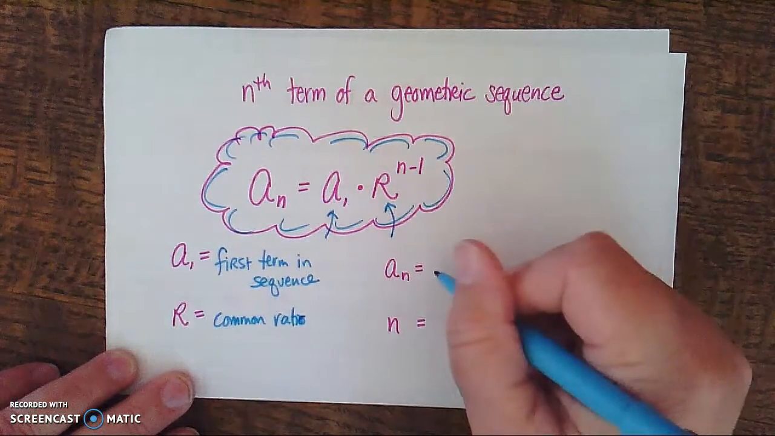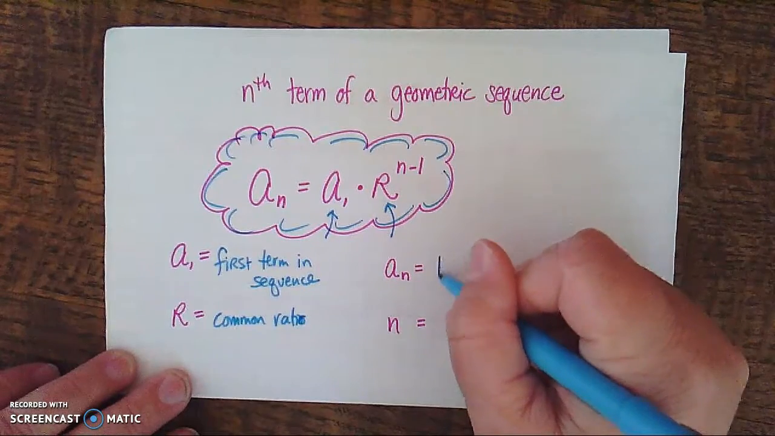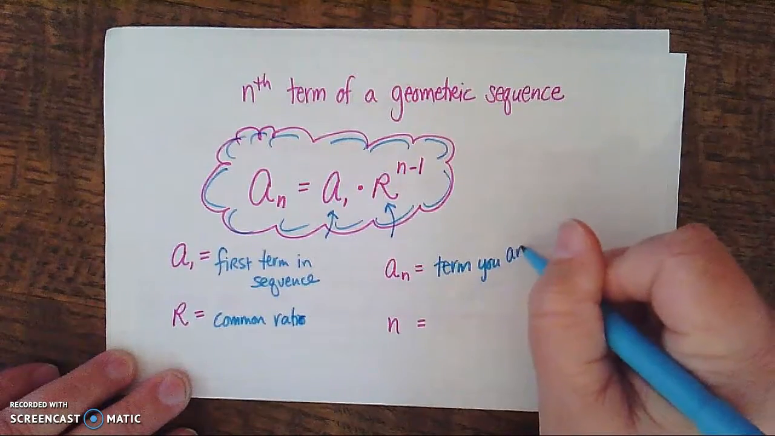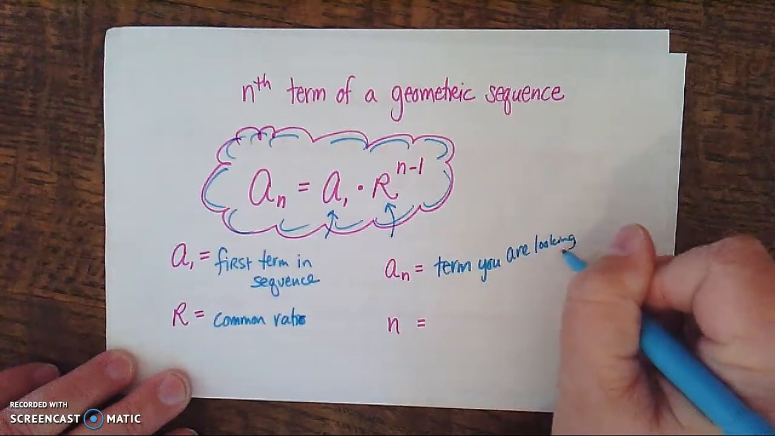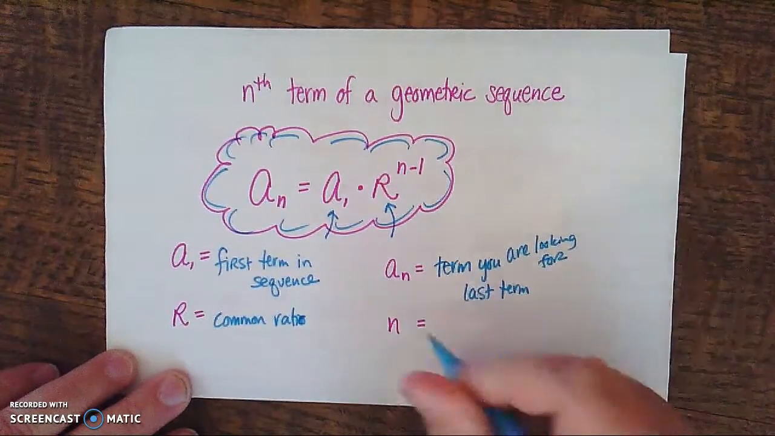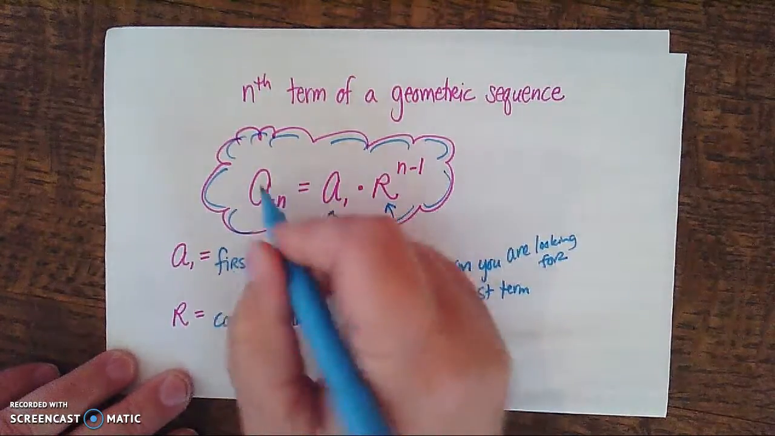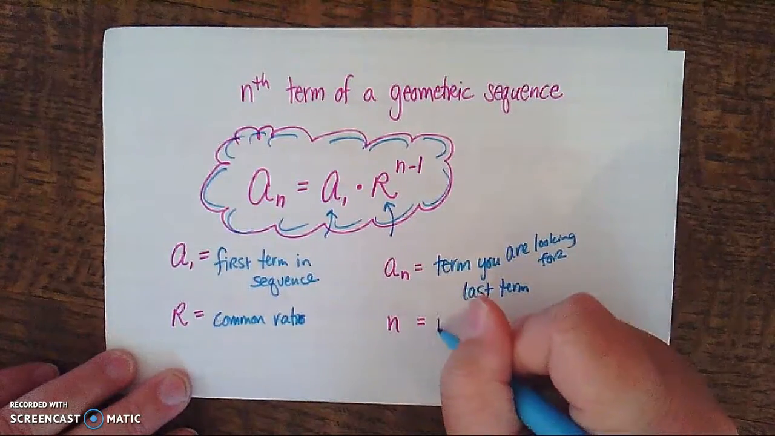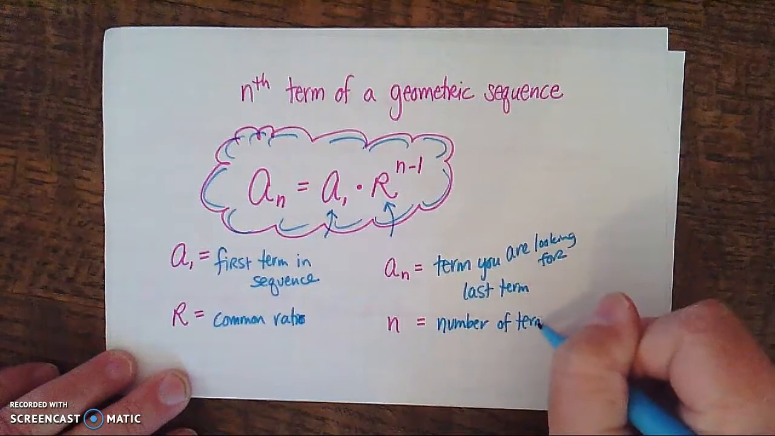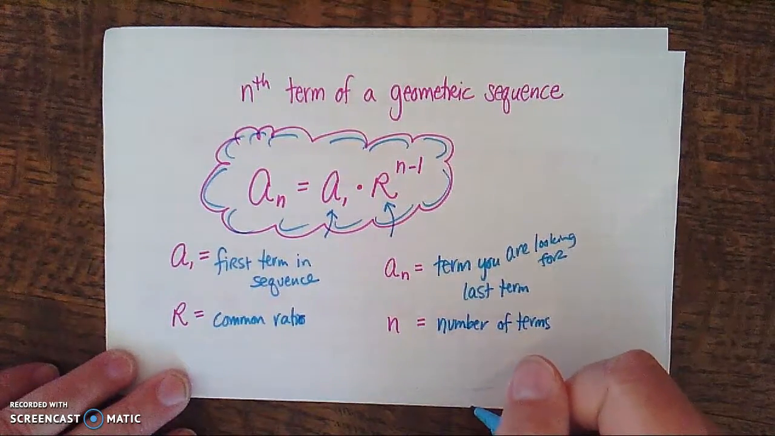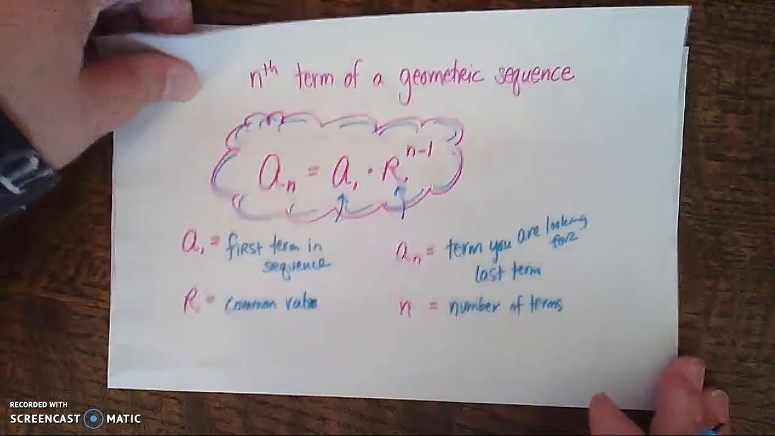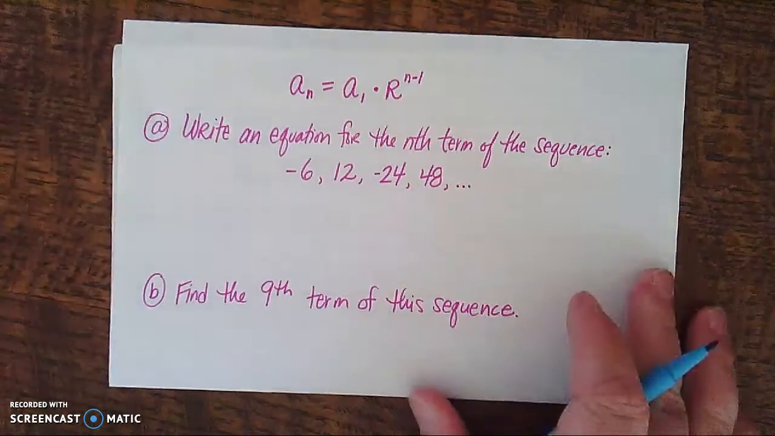A sub n is the term you are looking for. Or some people say it's the last term, and then n is the number of terms. Don't worry, you'll pick it up. So we're going to use this formula in this next example.